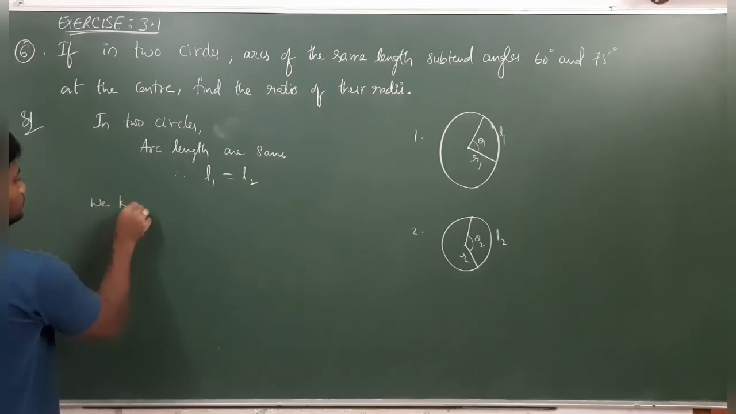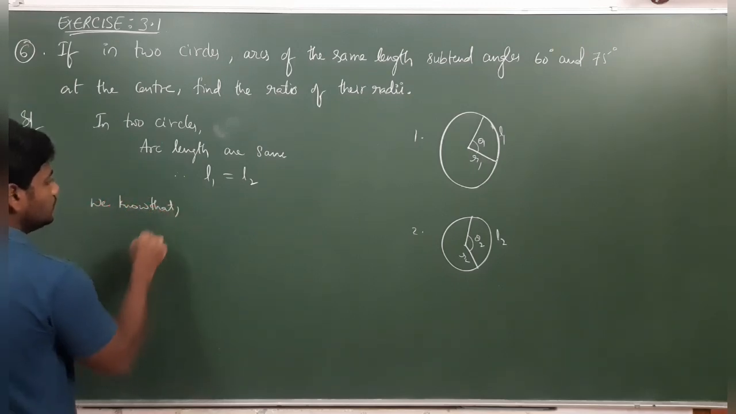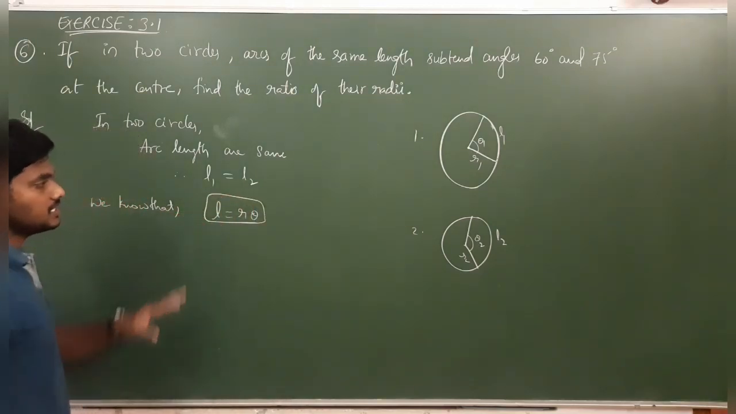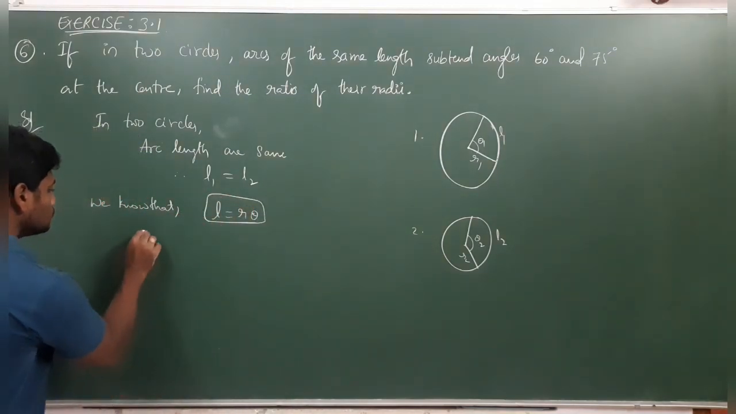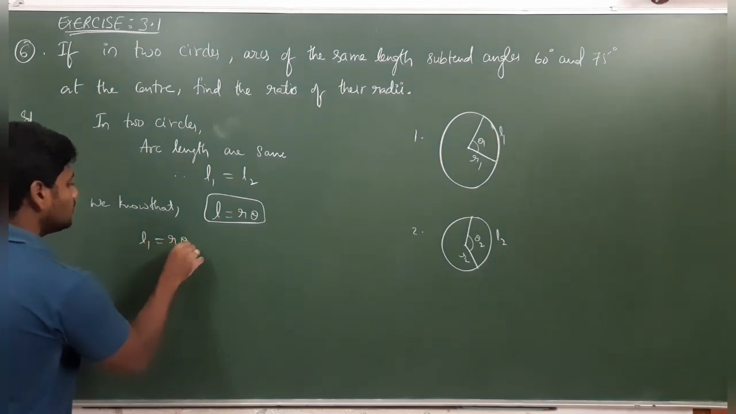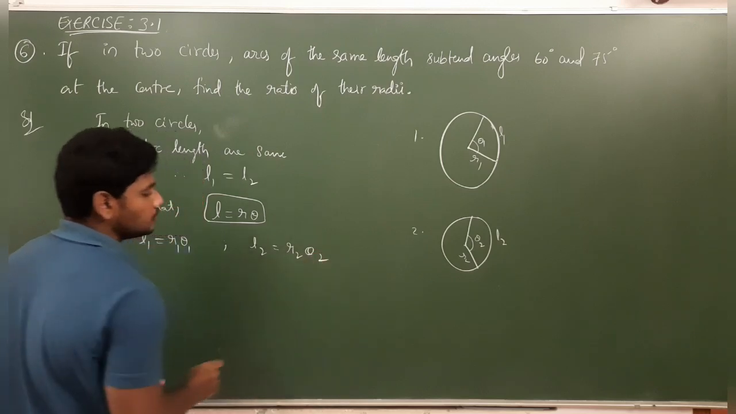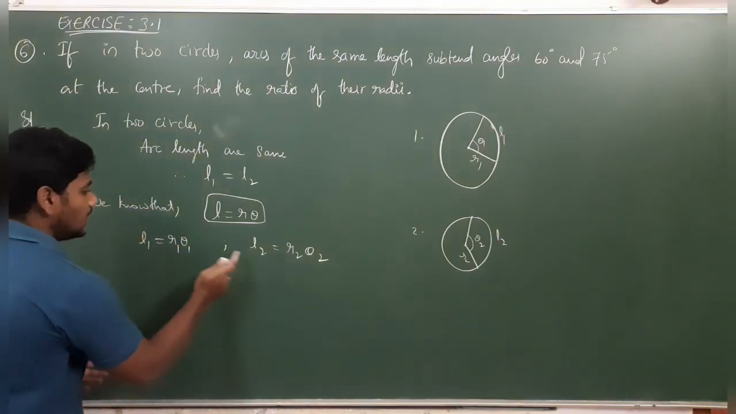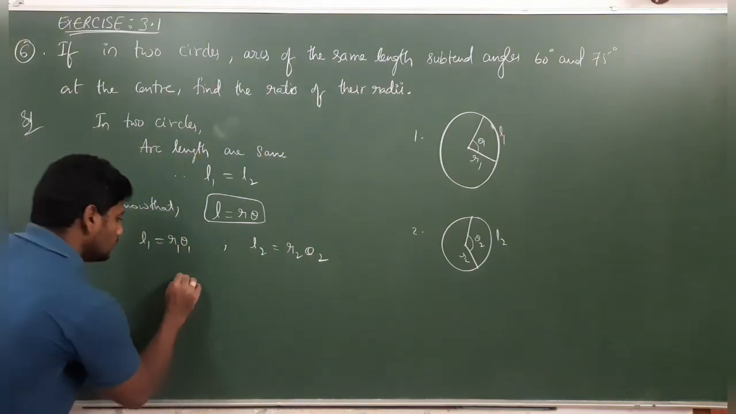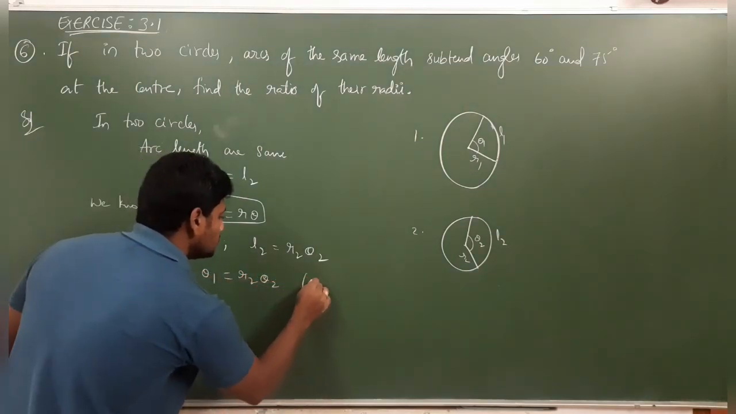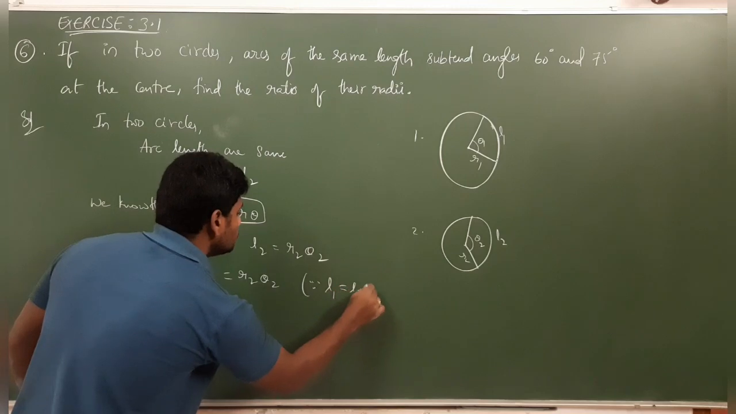We know that L equals r theta, right? From this equation, we have two circles now. So L1 is equal to r1 theta 1, L2 is equal to r2 theta 2, right? But as we know that L1 is equal to L2, we can also write r1 theta 1 is equal to r2 theta 2. Why? Because L1 is equal to L2.